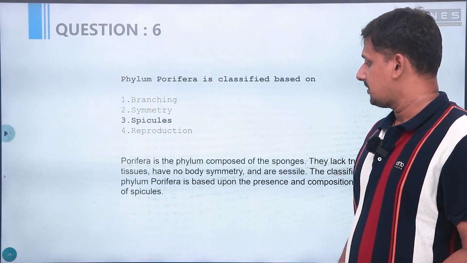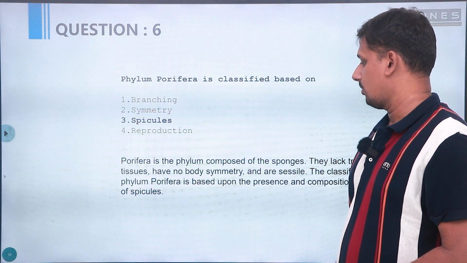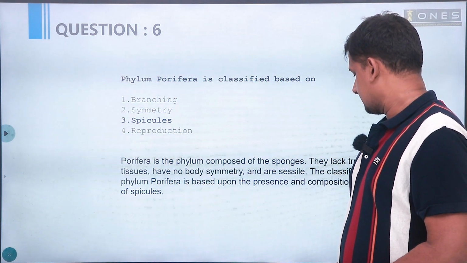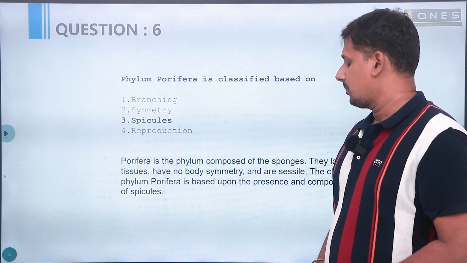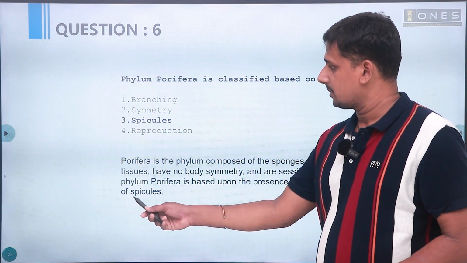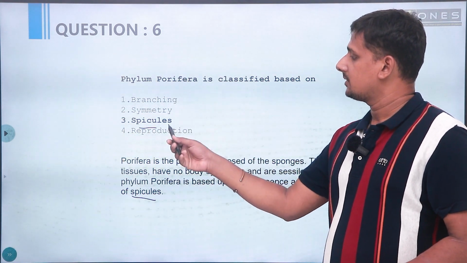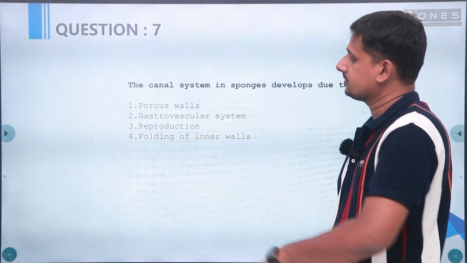So Porifera is the phylum composed of the sponges. They lack true tissue, have no body symmetry and are sessile. The classification of phylum Porifera is based upon the presence and composition of spicules. So presence and composition of spicules. So phylum Porifera is classified based on spicules.